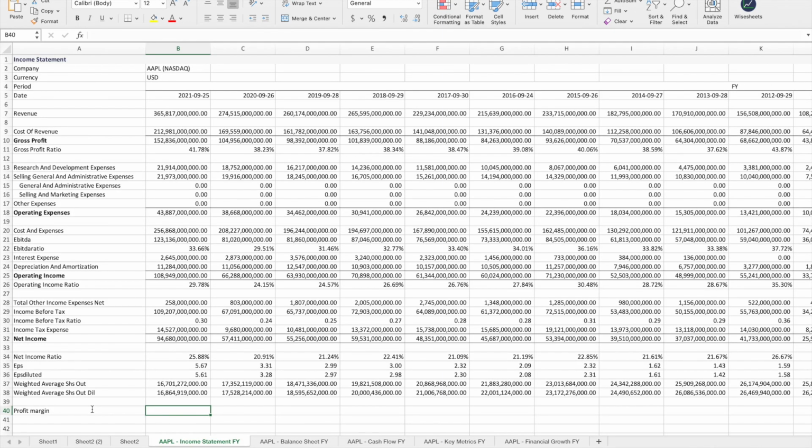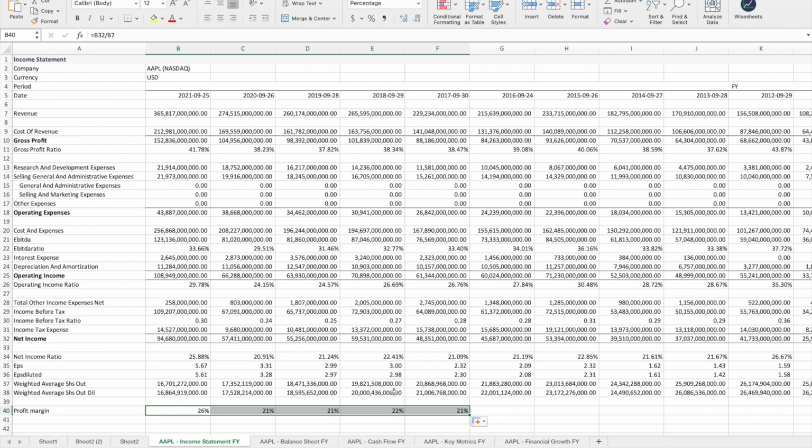Going back to our Apple example, we already know that the net income ratio, or the profit margin, is already calculated using Y-sheets, but if you do want to calculate it manually yourself, you can just take the income statement, whether it's posted on a site like Yahoo Finance or from the actual SEC reports. You take the net income and you divide this by the revenue. And as you can see, you will get the exact same number.